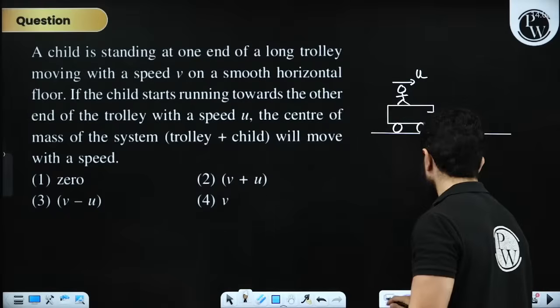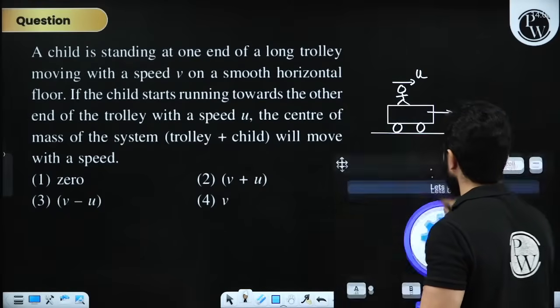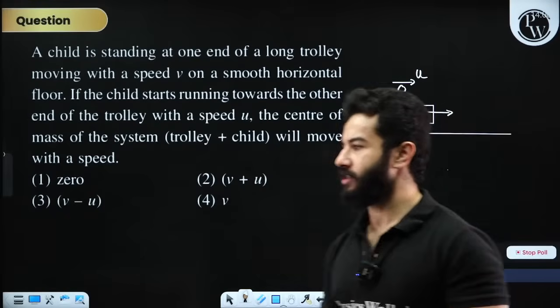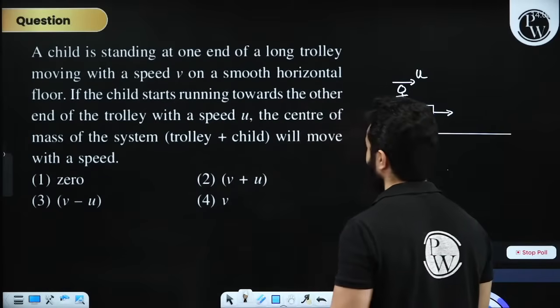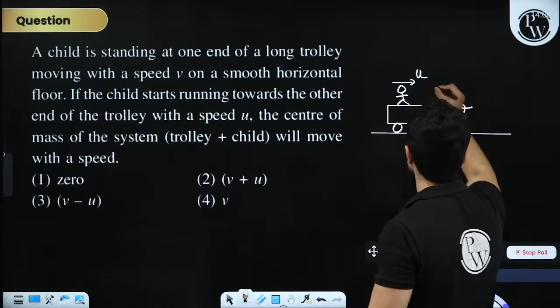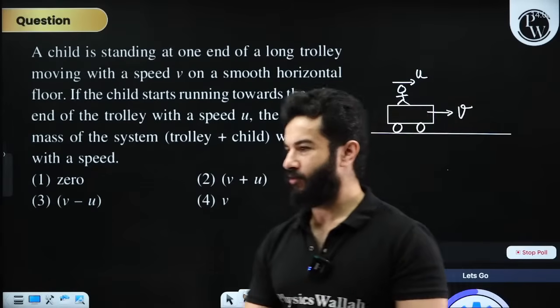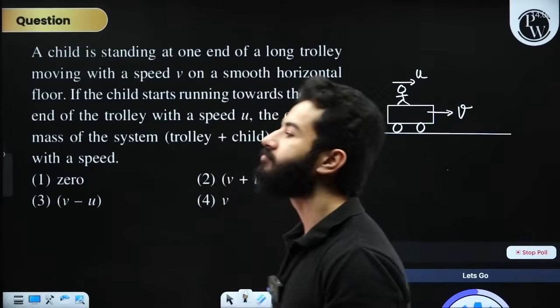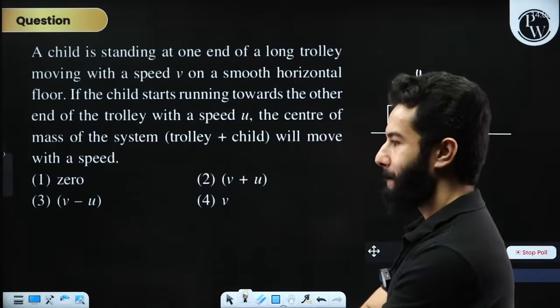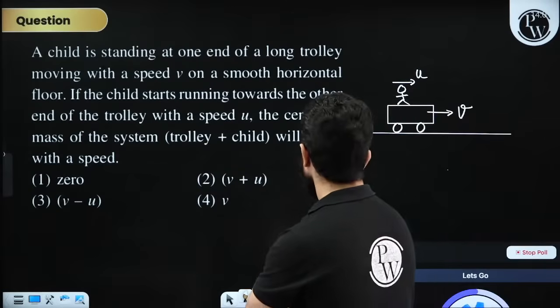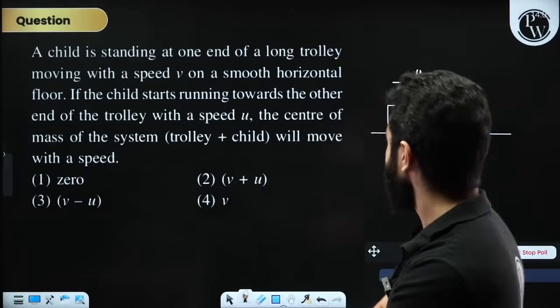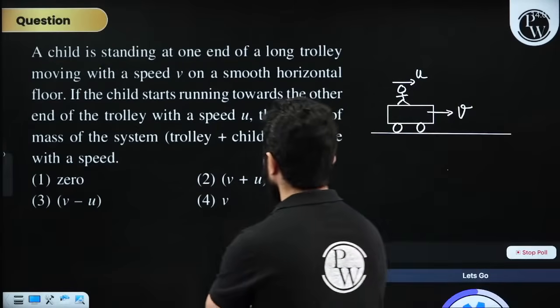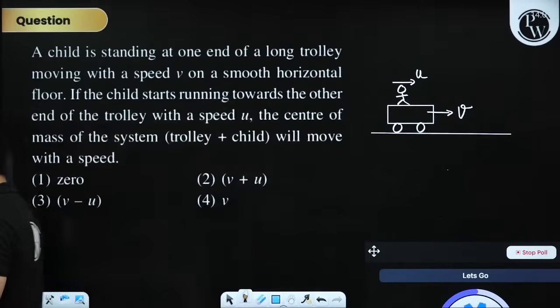center of mass of the system will... 60 seconds, let's start. Center of mass of the system will... be quick. What will happen? This is v, this is u. What's going to happen with the center of mass? Be quick.